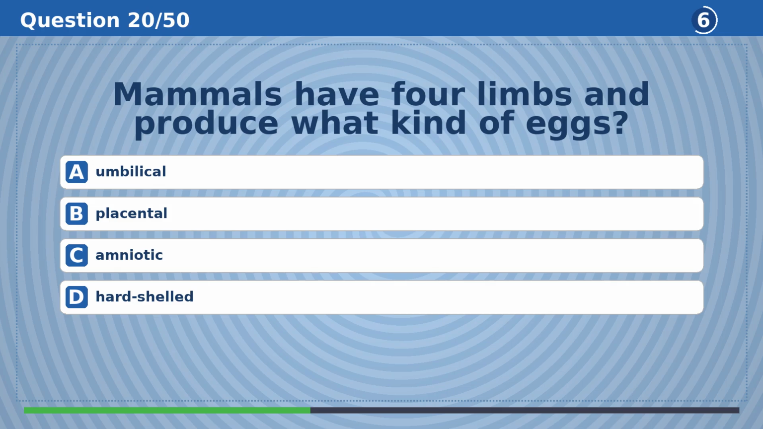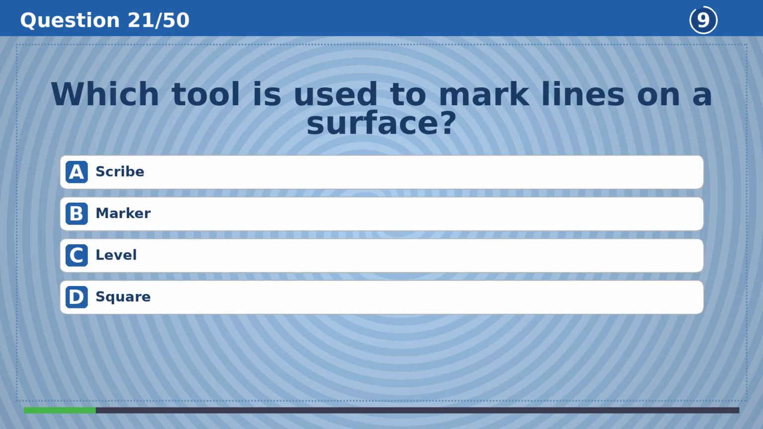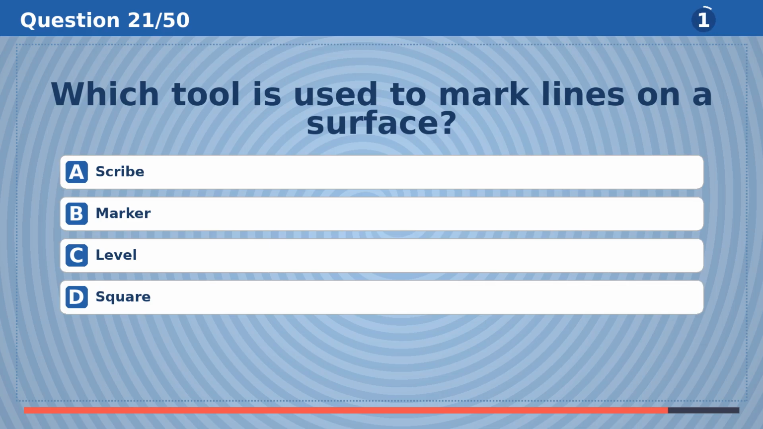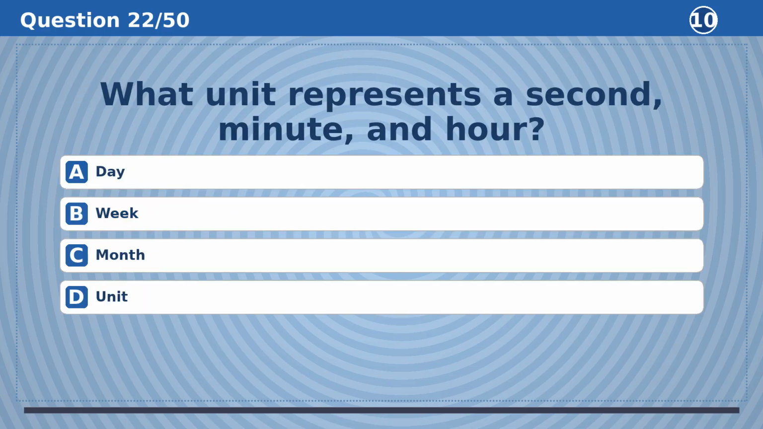Mammals have 4 limbs and produce what kind of eggs? The answer is C, amniotic. Which tool is used to mark lines on a surface? The answer is A, scribe.